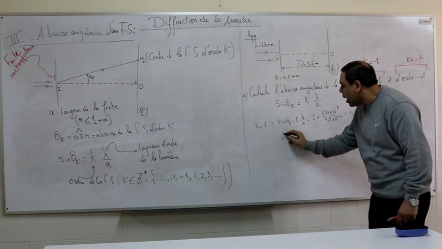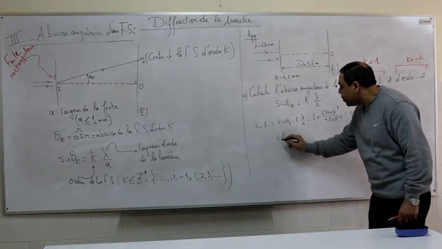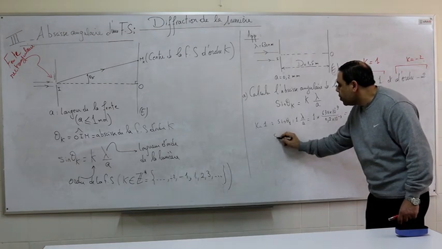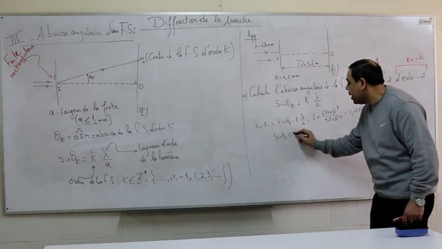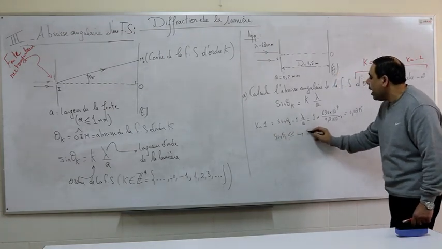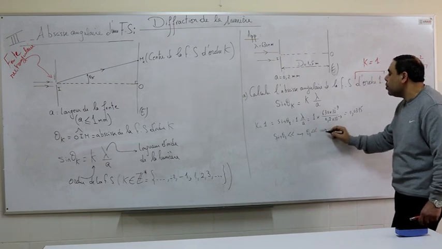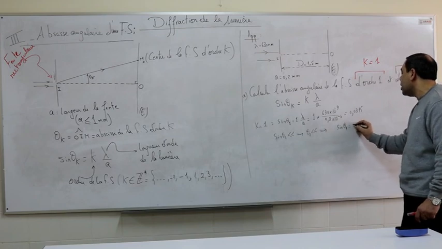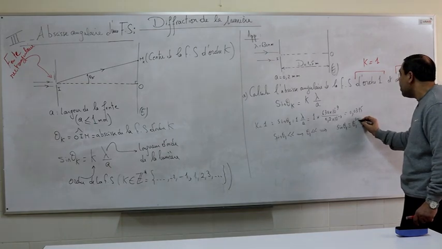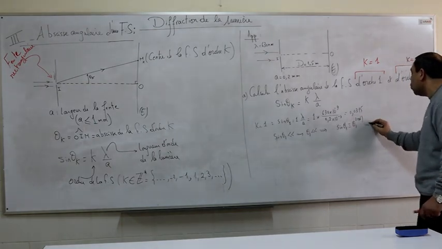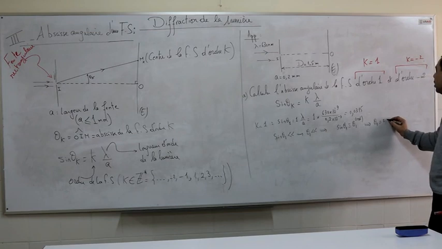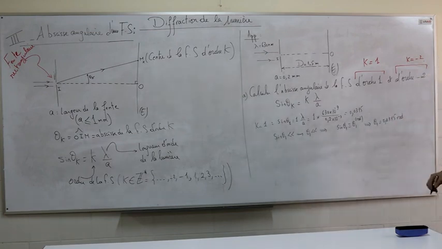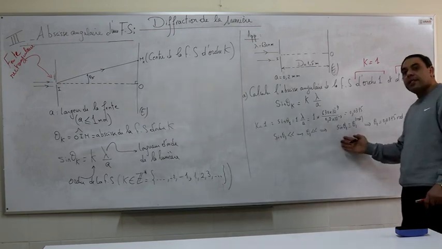Now, for small angles, sine theta 1 is extremely small. Then, theta is extremely small as well. And as a result, we can use the approximation of sine theta 1 approximately equals theta 1. And of course, the angles should be expressed in radians. And therefore, the answer is theta 1 equals 0.0315 radians.